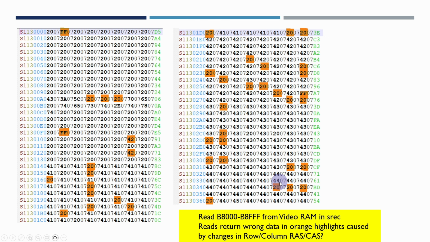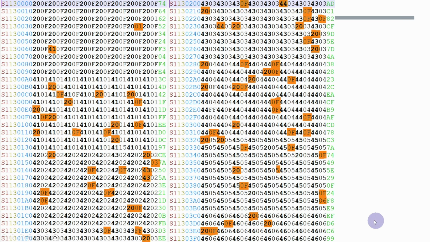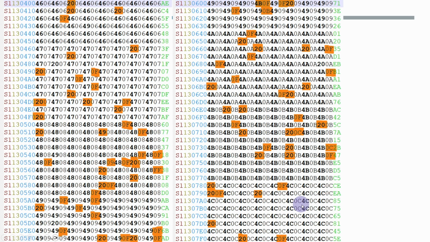So it looks like this is a problem really with perhaps the changes in the row and columns in the RAS-CAS in the video card, but I can't seem to change anything to actually improve it. And you'll see that this then goes on for all the other ones. So we've got the B's and the C's and the D's here. There's not just one area, it's actually everything.